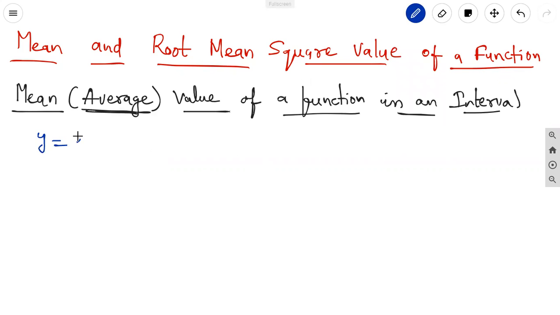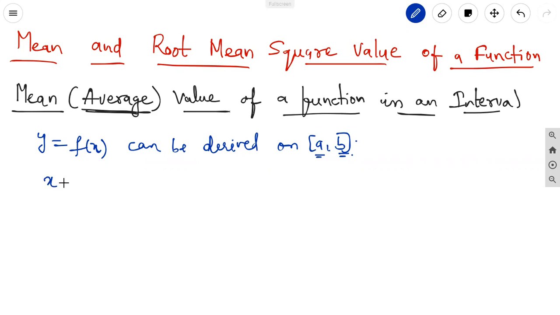Suppose y is equal to f of x is a function defined on the interval a comma b, that is nothing but lower limit a and upper limit b. If the interval can be divided into equal parts, from that we get the corresponding function values. Take the mean, that is nothing but the average of the functional values of the n divisions.